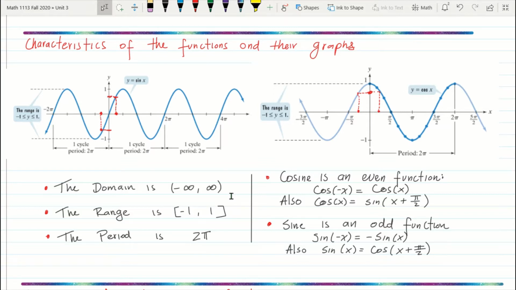That means that you're allowed to plug in any value of x or any input that goes from negative infinity all the way up to positive infinity. Meaning, right, that there is a graph over every value of x in both cases. The range for both functions is from -1 including all the way up to 1 including. So the range, the output, the lowest value that you could get is -1, the highest value that you can get is +1, and that happens for both sine and cosine.